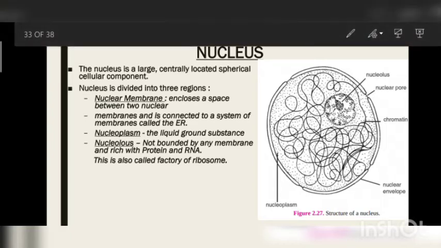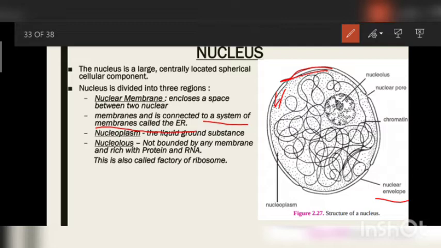The nucleus is basically divided into three regions. First is the nuclear membrane. See, this membrane is a double membrane. You have to remember this double membrane, and both together are called the nuclear envelope. This envelope is made from two membranes. Okay, this membrane is connected to a system of membranes called ER. ER means endoplasmic reticulum, meaning this nuclear envelope is connected with the endoplasmic reticulum.